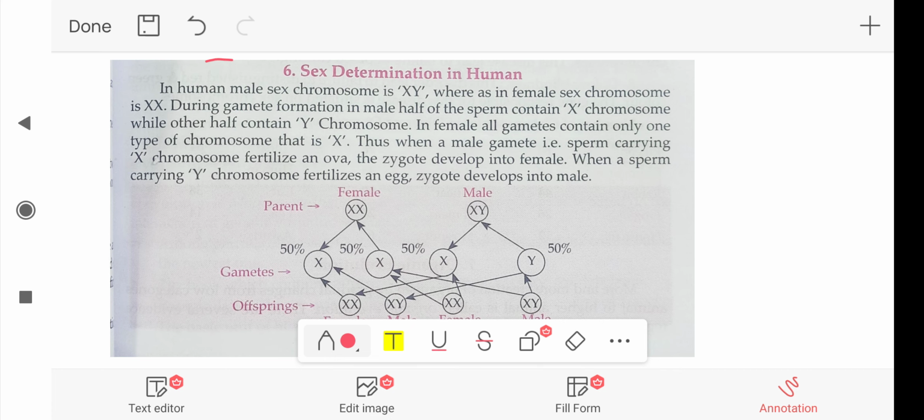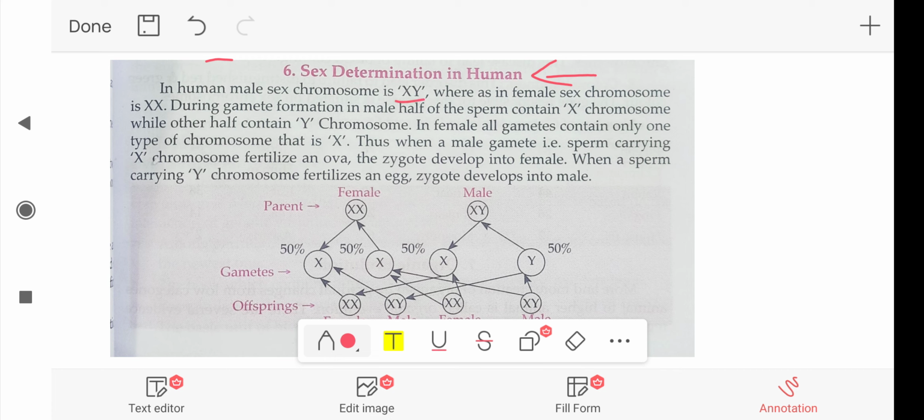Hello friends, in this video we are going to read the biology section of Lucent and our topic today is sex determination in human. We'll first read the chapter and then we'll solve questions based on it. Now let's start. In human, male sex chromosome is XY.